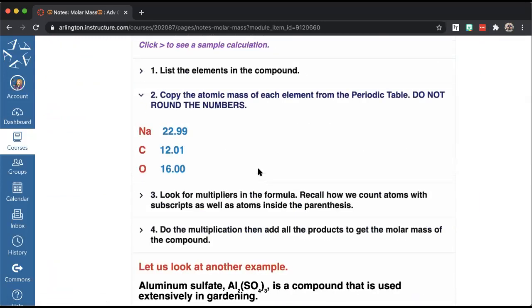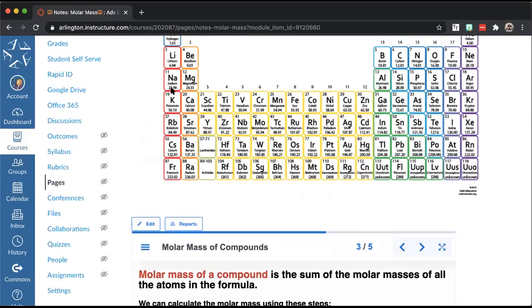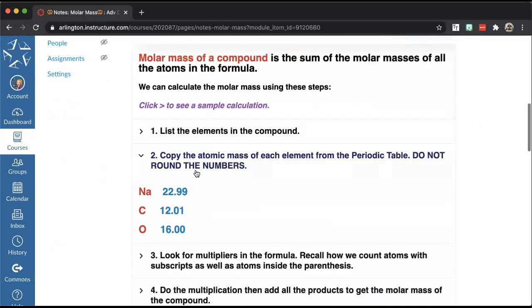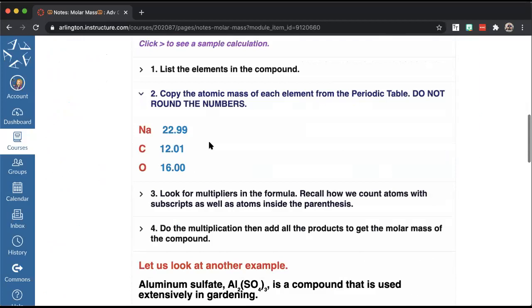So if we look up here, here is sodium Na, and I can see right here it's 22.99. So all I'm doing is copying that from the periodic table. Carbon C is 12.01, and then oxygen is 16 even, is 16.00. Okay. So I just copied those numbers down. I didn't round anything off.